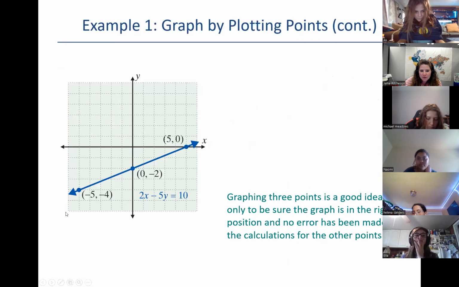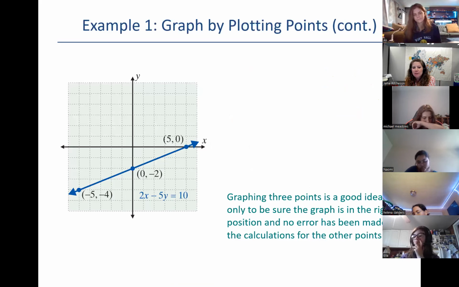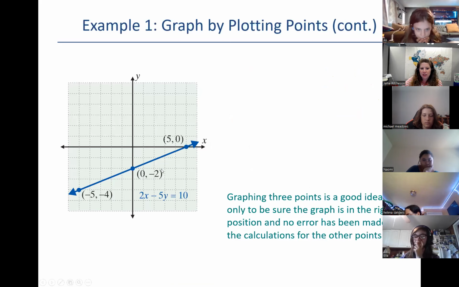Now, this slide right here recommends that if you go ahead and do 3 points, if you made a mistake on one of them, you'll probably catch a mistake if you graph at least 3 points. However, we do know that you only need 2 points on a graph to make a line, okay? But if you want to go ahead and try graphing that 3rd point, that'll help you catch mistakes usually.